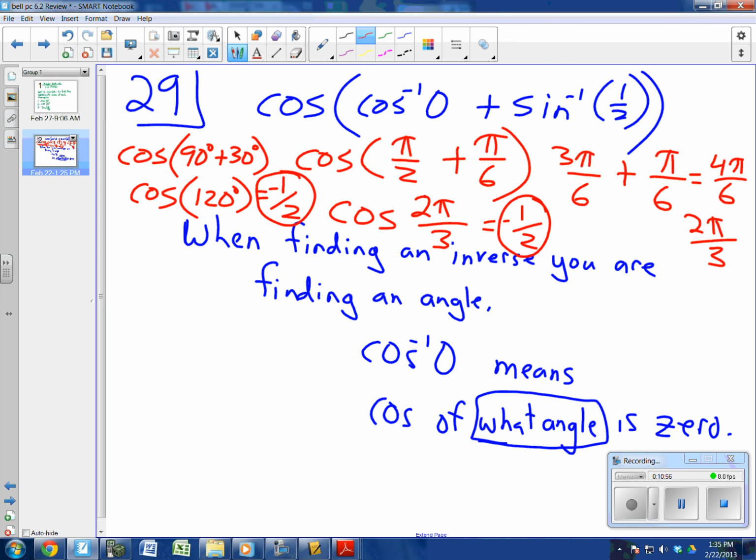Okay? We had to get a common denominator. And see, the common denominator is 6, right? What do you times 2 by to get 6? So you got to times the top by 3. Got it? Okay, any other questions?